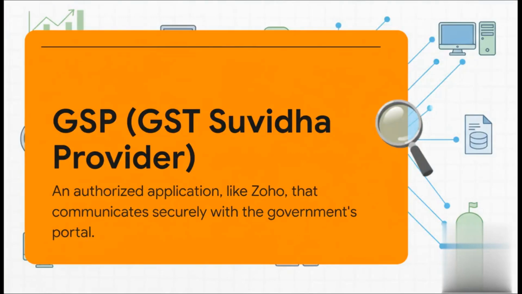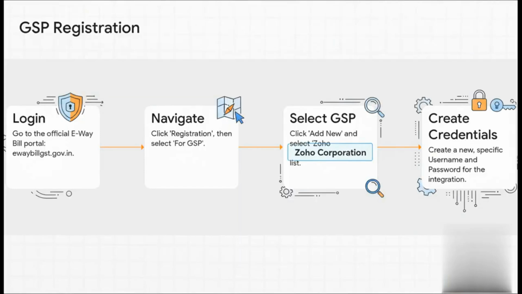So how does this connection actually work? It happens through something called a GSP, which stands for Goods and Services Tax Suvida Provider. Just think of it as an officially authorized, totally secure bridge. It lets your accounting software, like Zoho, speak the exact same language as the government's portal so they can exchange data safely and automatically.